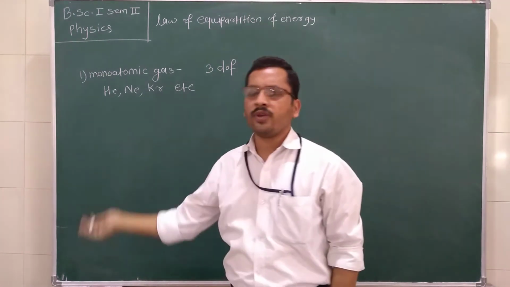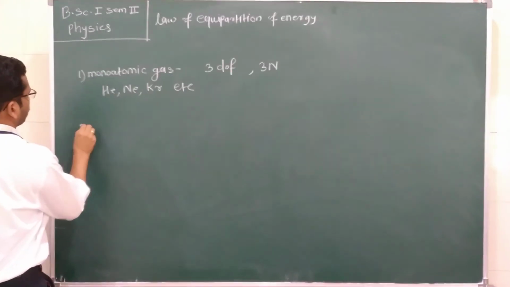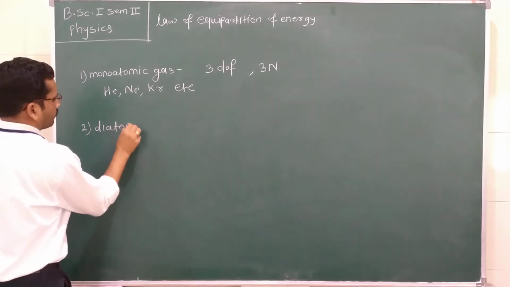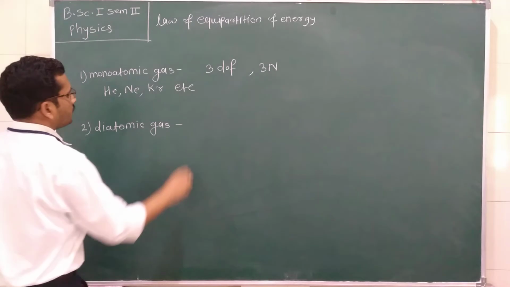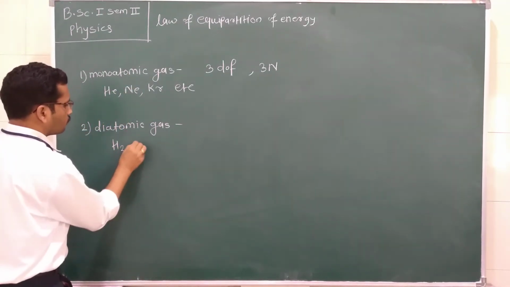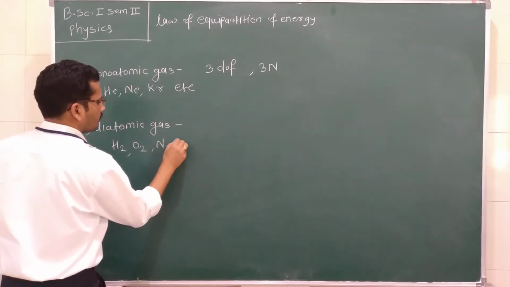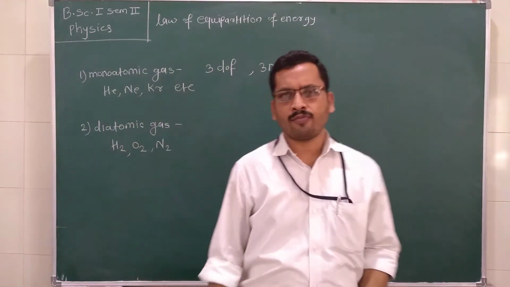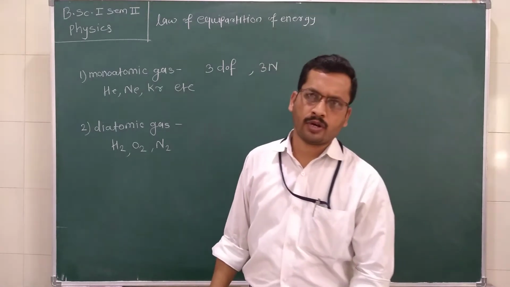Now we are moving towards the diatomic gas. So which are the diatomic gases? Diatomic gases means, for example, H2, O2, N2, etc. They are nothing but diatomic molecules because they contain 2 atoms in a molecule.